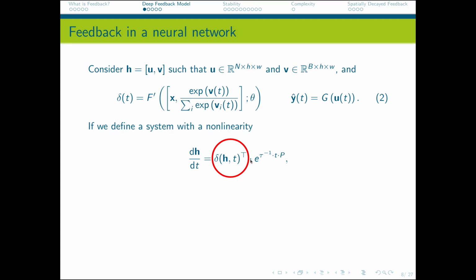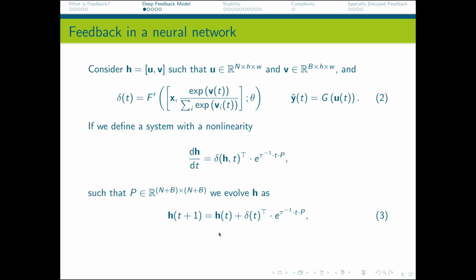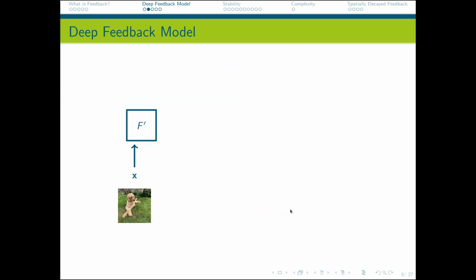Then this is processed by the exponential of a matrix P, and this is going to give us the derivative of our system. We are going to propose a solution, so we perform Euler discretization, and our solution for the next step is going to be H plus delta t processed by the exponential of the matrix P.